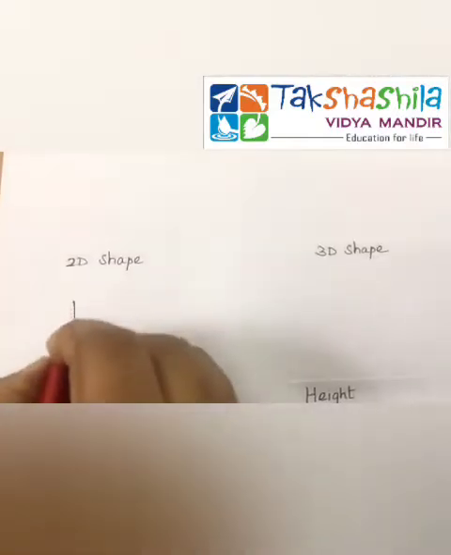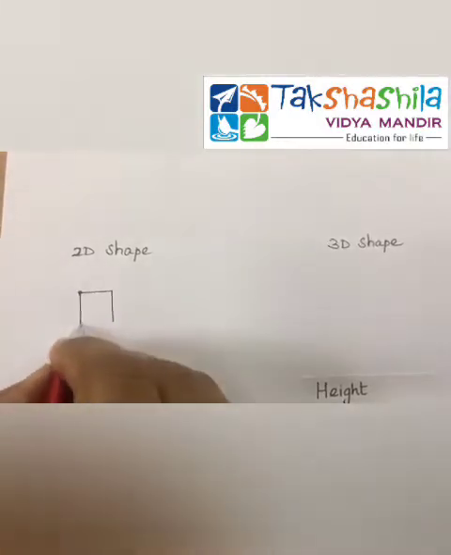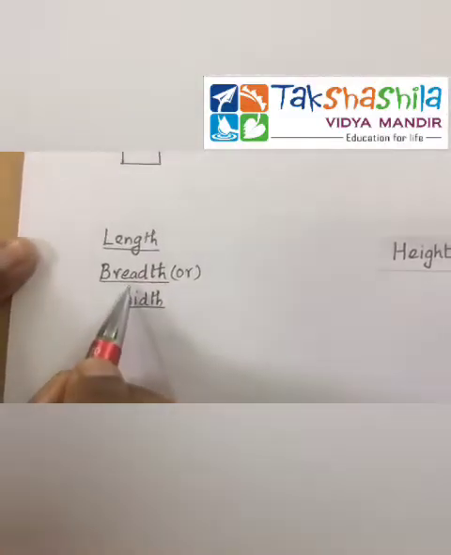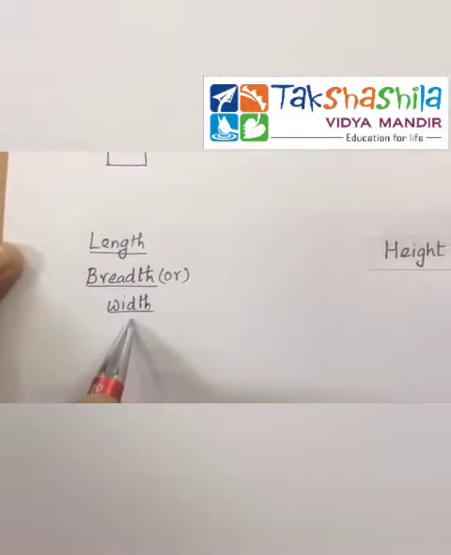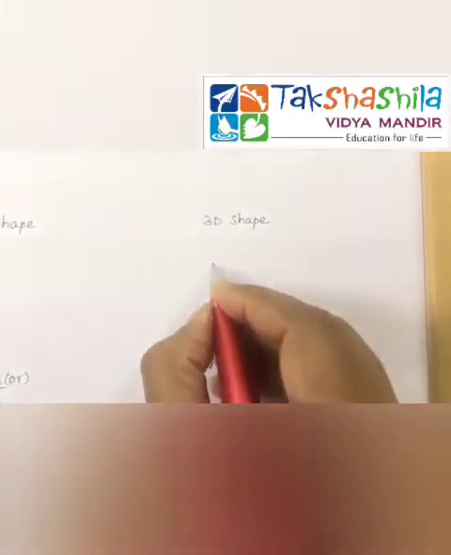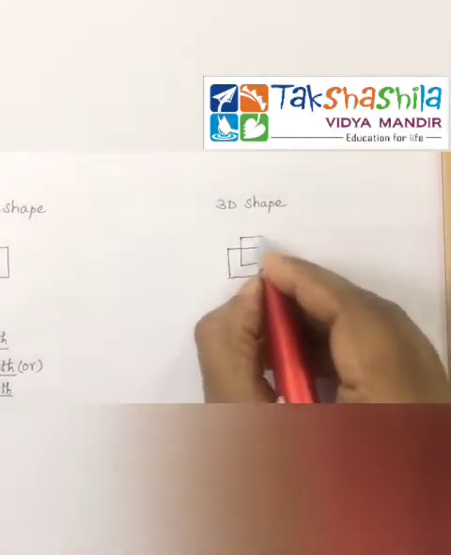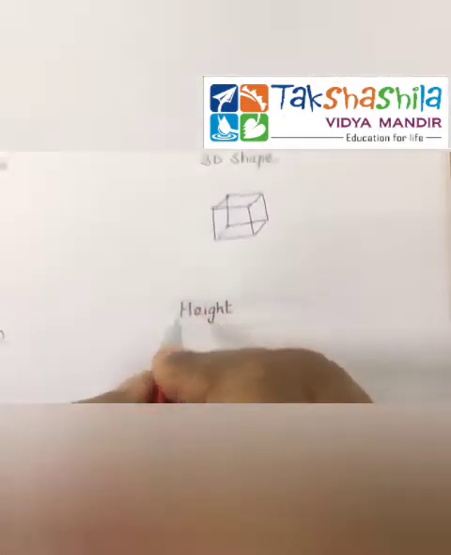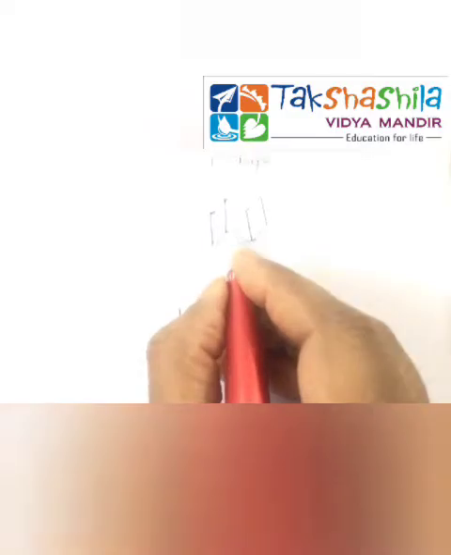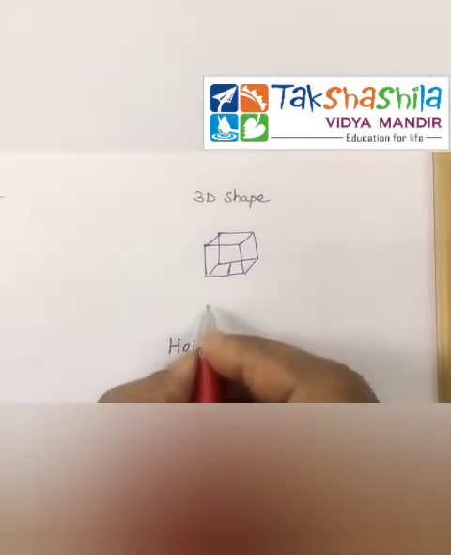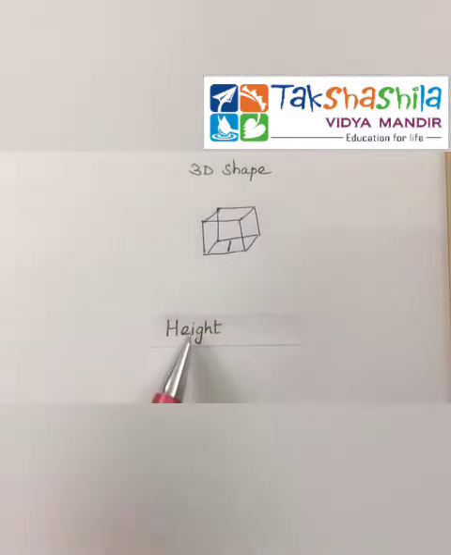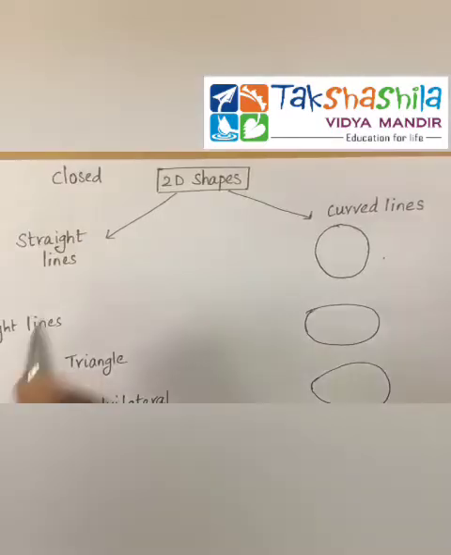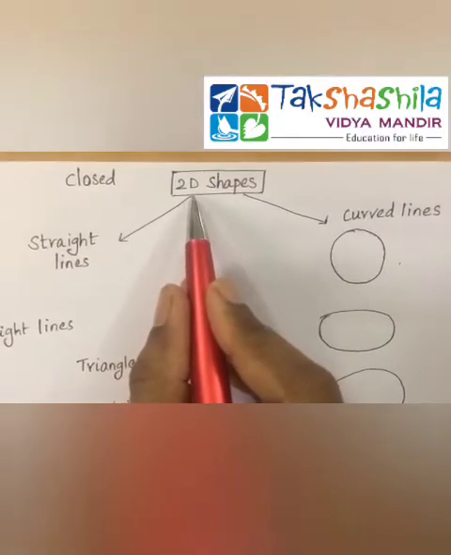So a square is a 2-dimensional shape because it has only length and breadth. Breadth can also be called width. Whereas a cuboid is a 3-dimensional figure because it has a height as well. This is what we say as height. So this 3-dimensional figure has height. Now we shall discuss only the 2-dimensional shapes.